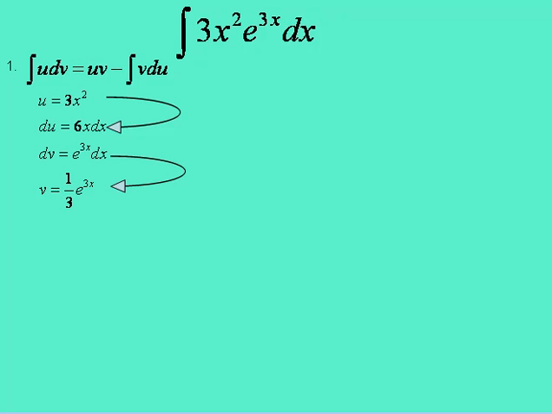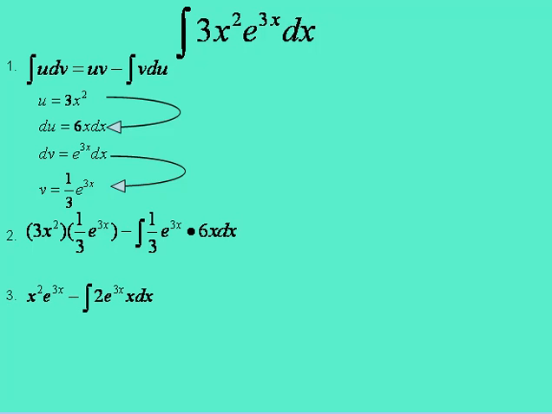Next, we need to identify dv so we can get v. We pick e to the 3x dx as dv, and when you integrate that, you get v, which is 1/3 e to the 3x. Plug your newly identified variables into the equation. Simplify, combine like terms, etc. Bring your coefficient outside the integral sign. You can't leave any integral symbol, so we have to integrate by parts again.